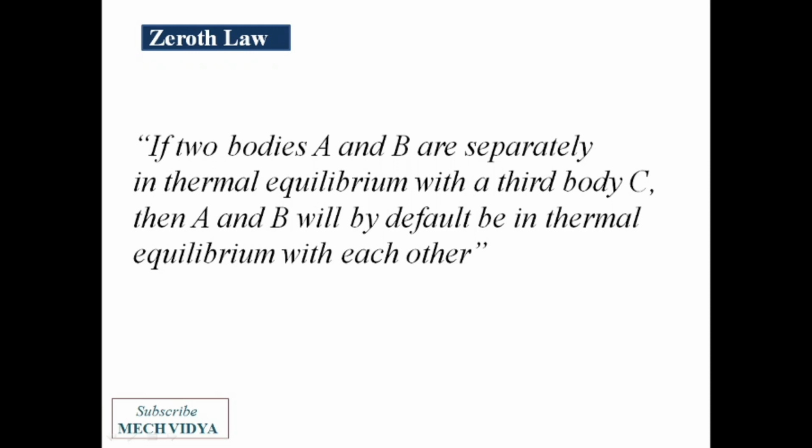Now, the zeroth law of thermodynamics states that if two bodies A and B are separately in thermal equilibrium with a third body C, then these two bodies A and B will be in equilibrium with each other, even though they are not in direct contact with each other. Okay, let us understand this with an example.